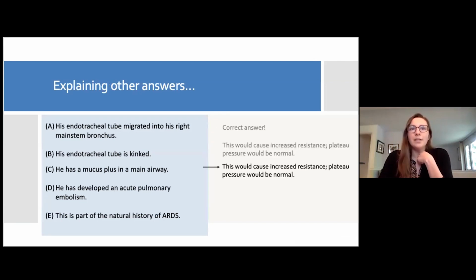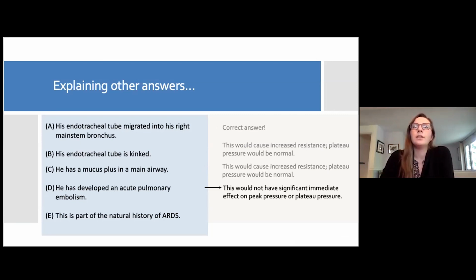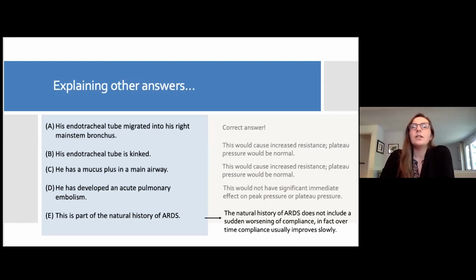B and C both would cause increased resistance and would have normal plateau pressures. In D, this actually would not have a significant immediate effect on peak or plateau pressure. And E, the natural history of ARDS does not include sudden worsening of compliance, so sudden like in this case. And in fact, over time, compliance usually improves, particularly in this instance where we had other indicators that the patient was improving from a clinical standpoint.